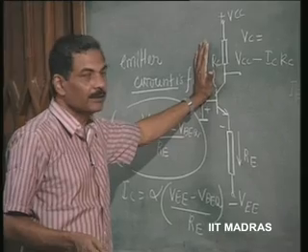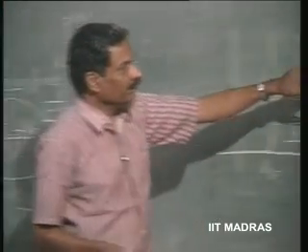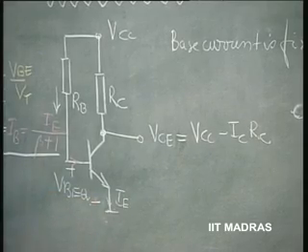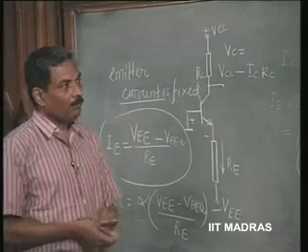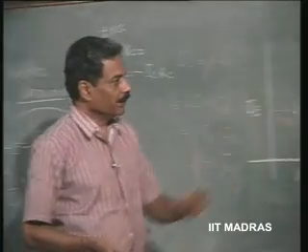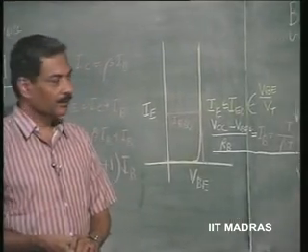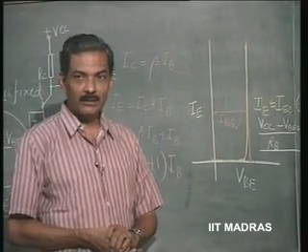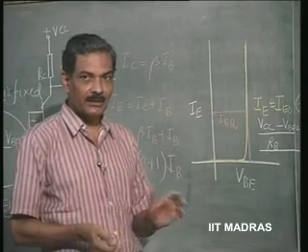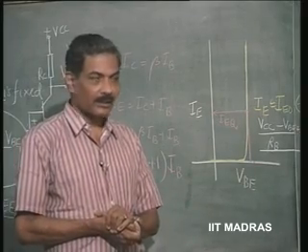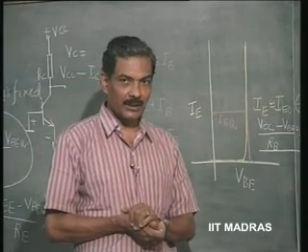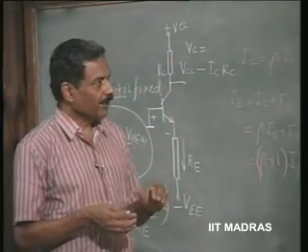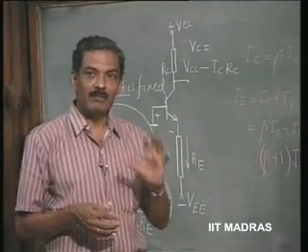But what is the penalty? In this case you are using a single supply, in this case you are using dual supply. But we can have a compromise between this and this by using both base resistance and emitter resistance. Suppose I decide that there shall be base resistance as well as emitter resistance, then I have a choice possible in biasing this circuit. So we will go next to that way of biasing using a single supply, which can still be made stable.